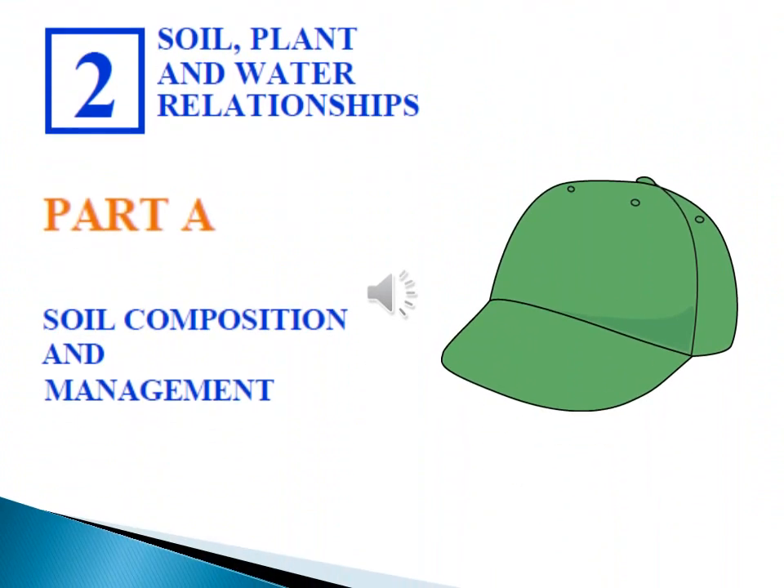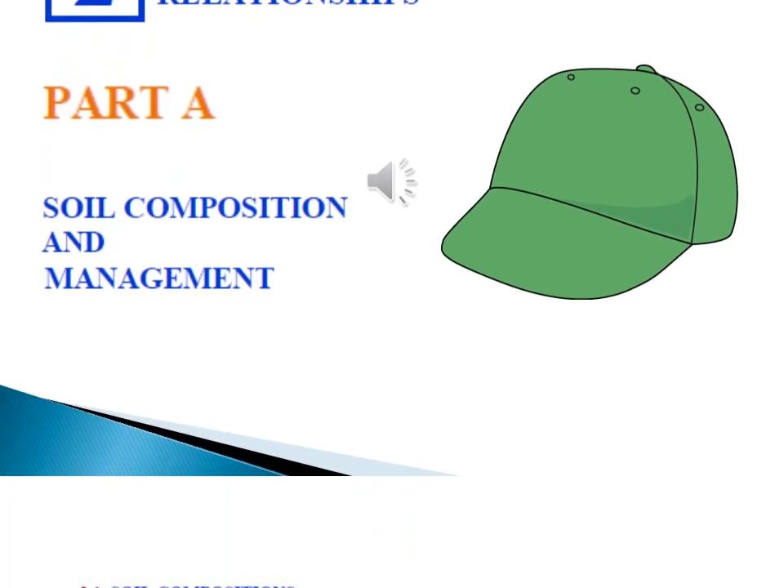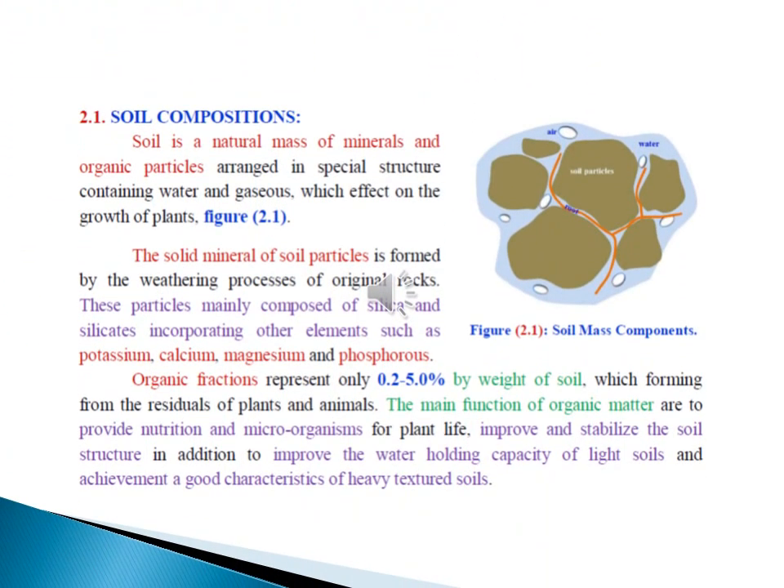We will divide this subject into two parts. Part A, soil composition and management. Soil is a natural mass of minerals and organic particles arranged in a special structure containing water and gases which affect the growth of plants. Please look at the attached figure and see for yourself.